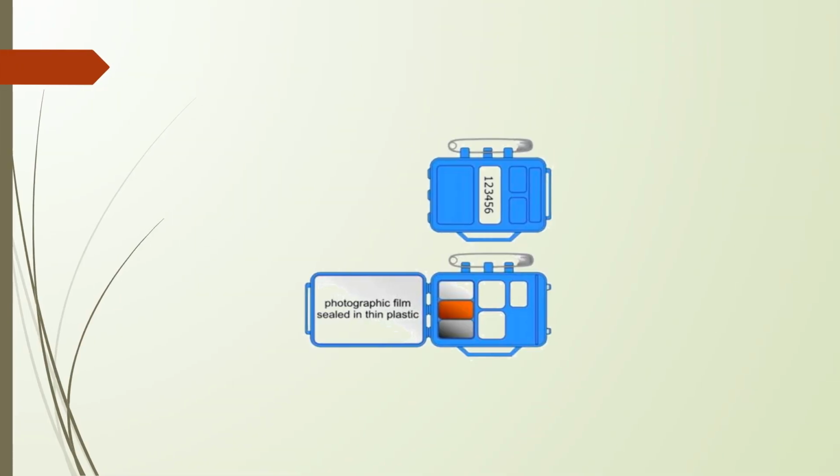Top diagram: a closed radiation film badge dosimeter displaying an identification number 123,456. Bottom diagram: the open film badge displaying its internal components, labeled photographic film sealed in thin plastic on the left flap, alongside various filter windows on the main body.